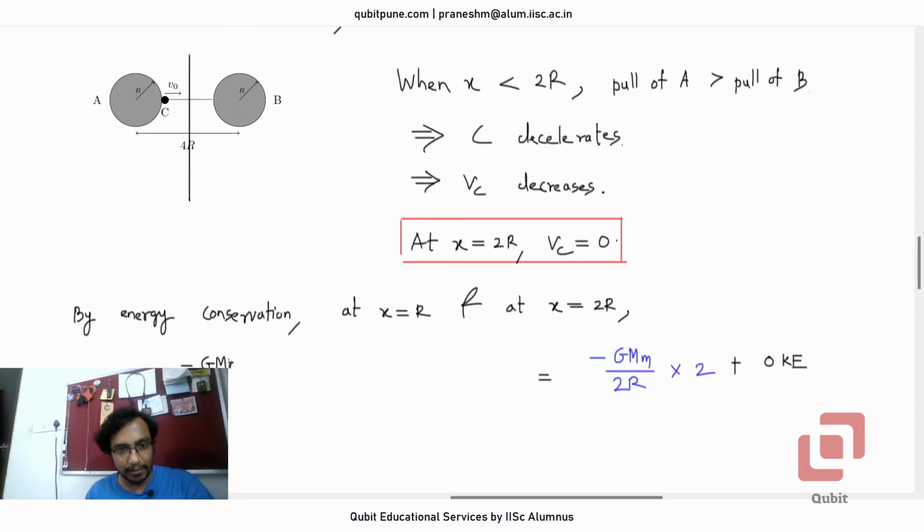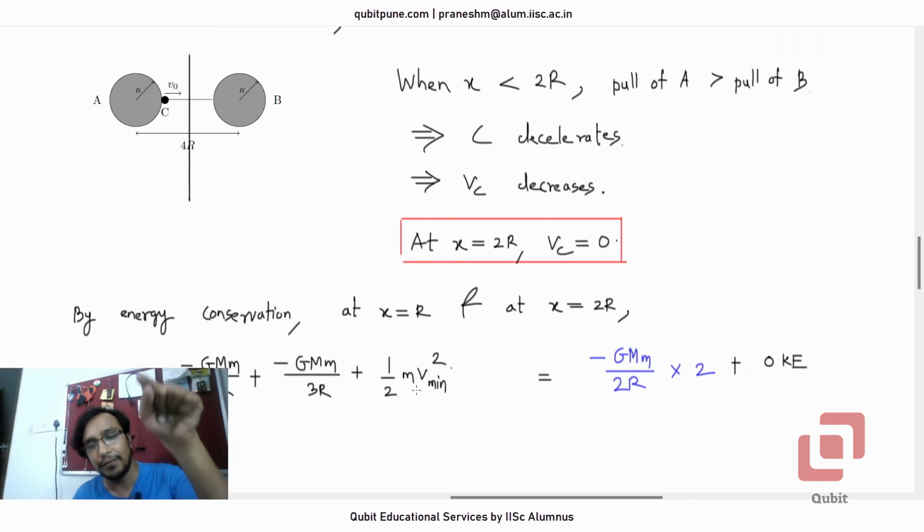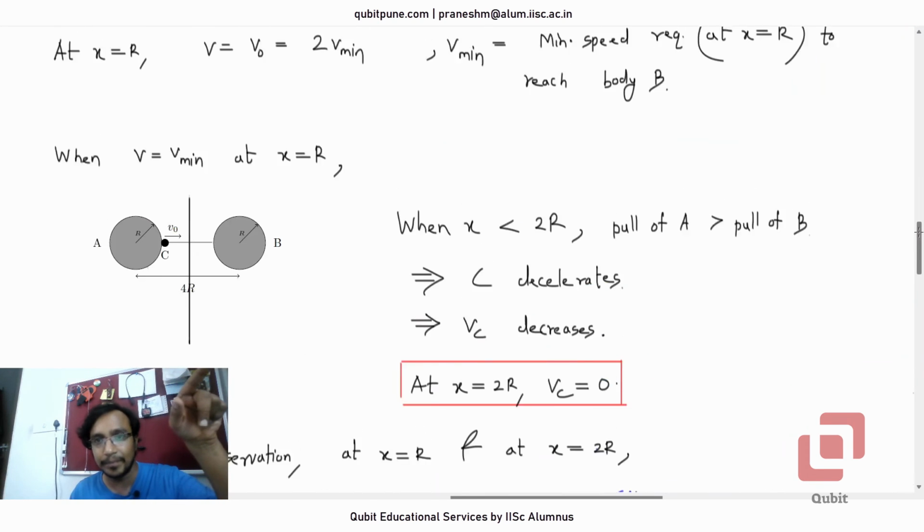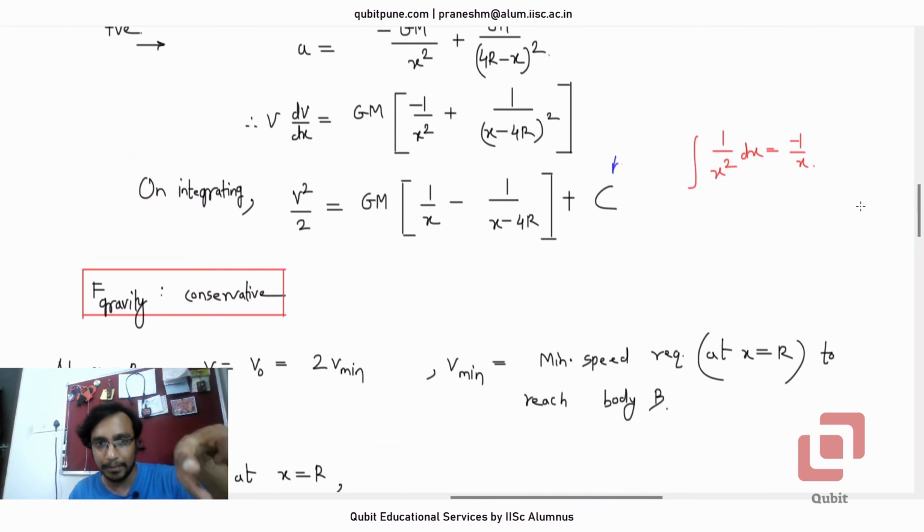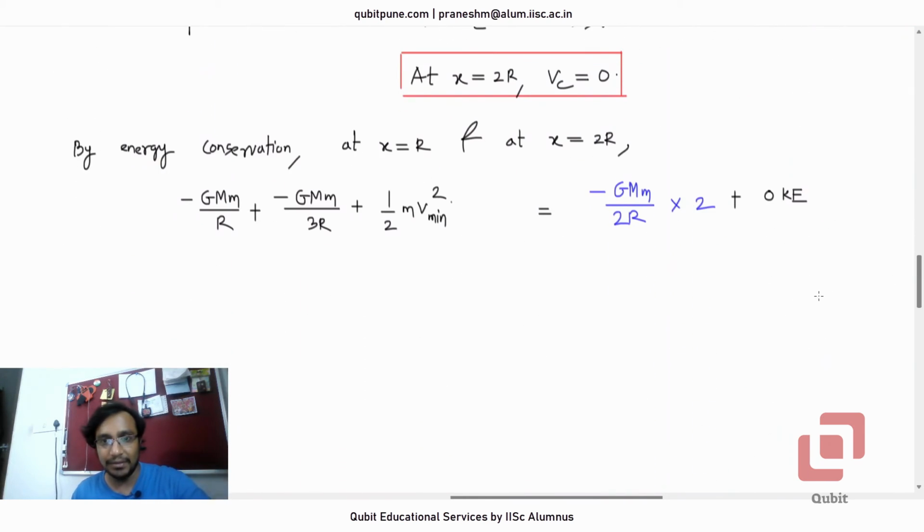Negative GMm by r due to A plus negative GMm by 3r due to B plus half m v min squared. This is important because this is now going to give us the expression for v min. We will multiply it by 2 and put it back in the answer of our integration problem. Okay, fine. So let's now proceed towards that. We can cancel m first.